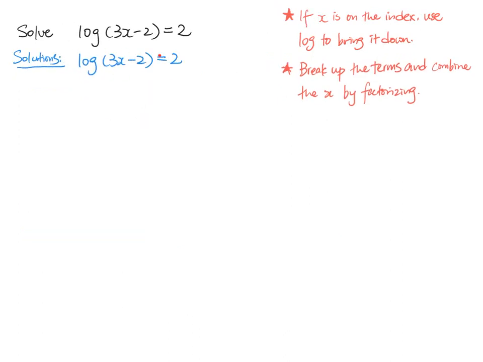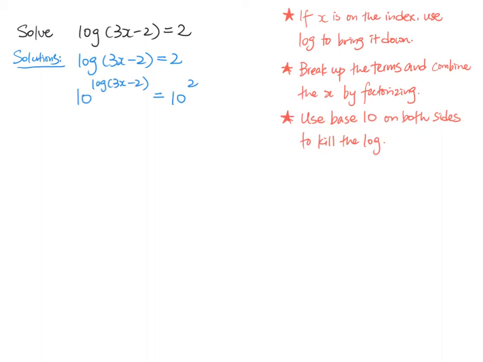Now this question has a log presented already in the question. What we do is we use base 10 on both sides to kill the log. So when we do that, both sides become the index. And if we do that, these two will cancel out each other, and this will go back down. And so the answer will be 34.